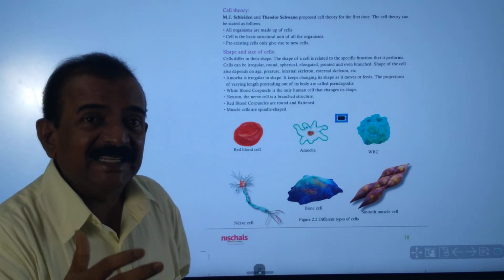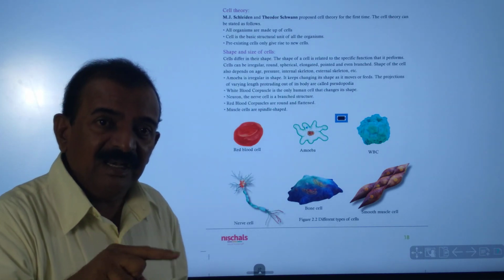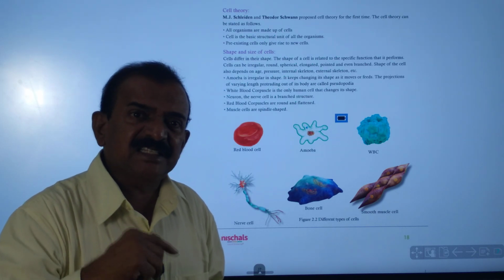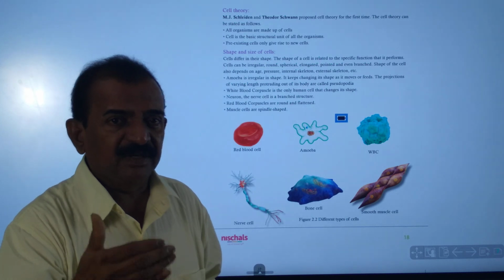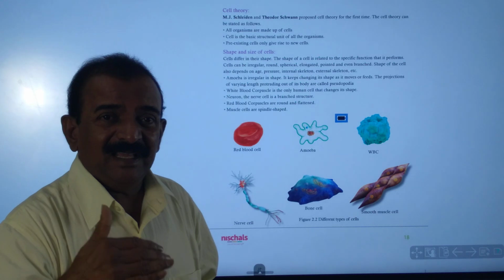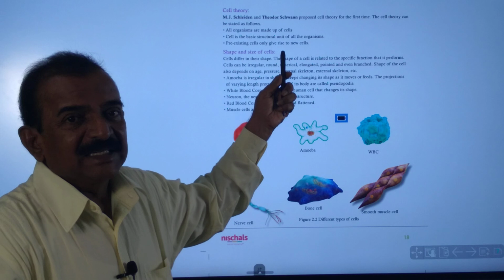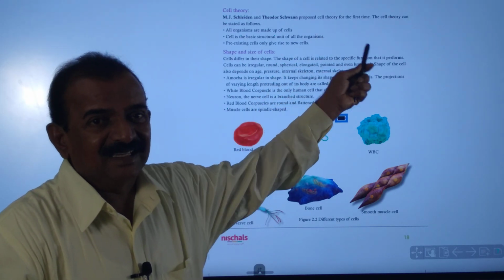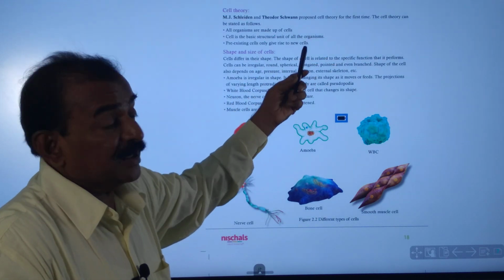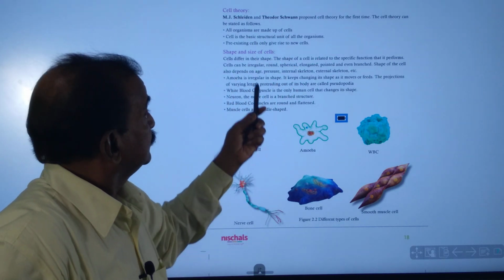Cell theory explains that all living organisms are made up of cells, and the cell is called the structural and functional unit of living organisms, and cells arise from pre-existing cells. This is the information given by Schleiden and Schwann in their cell theory. So in their cell theory, they stated that all organisms are made up of cells.